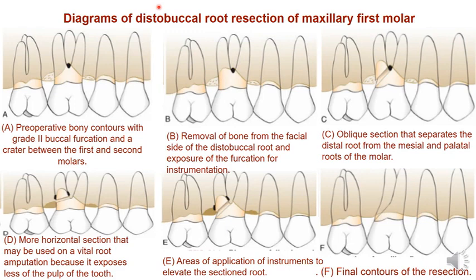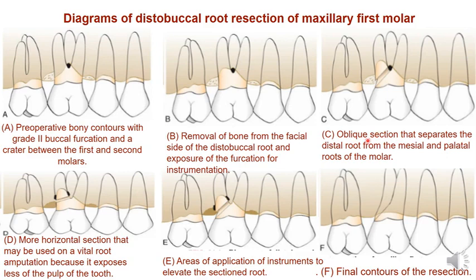The technique of resection is discussed here on this diagram. This is a maxillary first molar with a defected distal buccal root and furcation involvement of grade 2 buccally. Here we have a crater between the first and the second molars. In this picture, there is a removal of bone from the facial side of the distal buccal root and exposure of the furcation for instrumentation and removal of bacterial deposits.